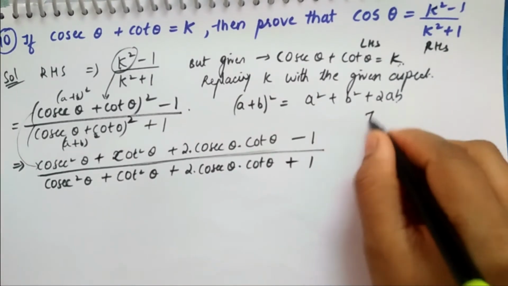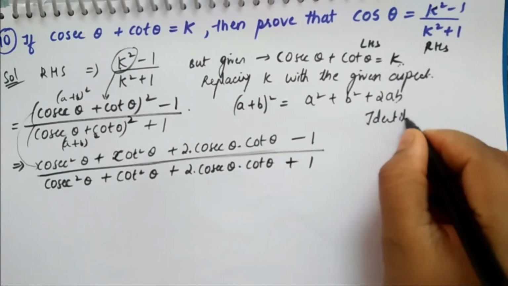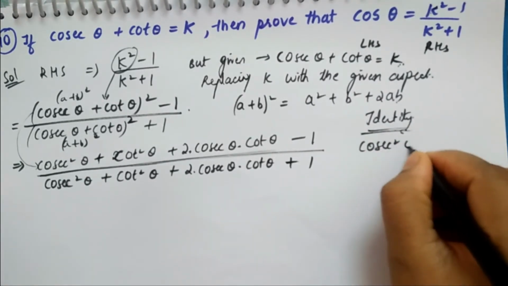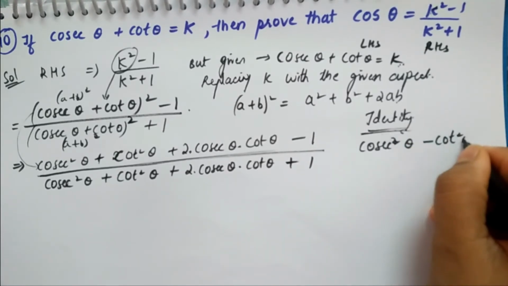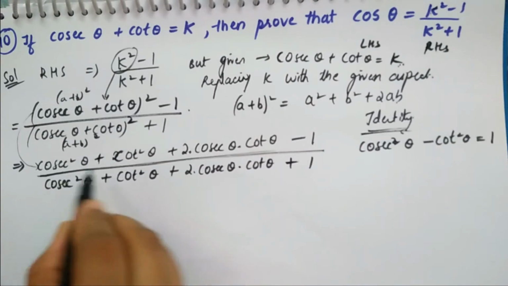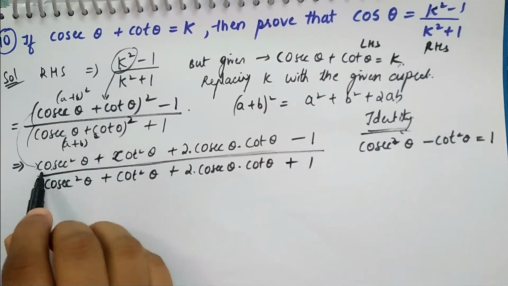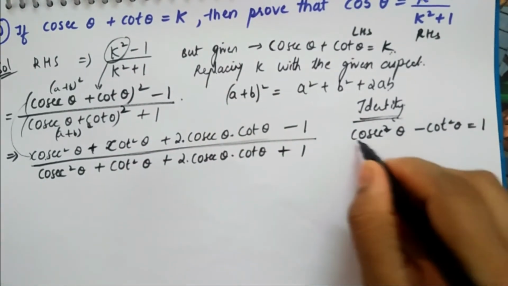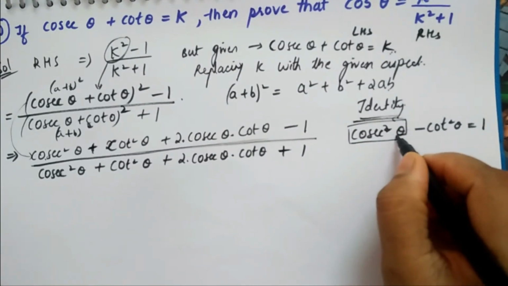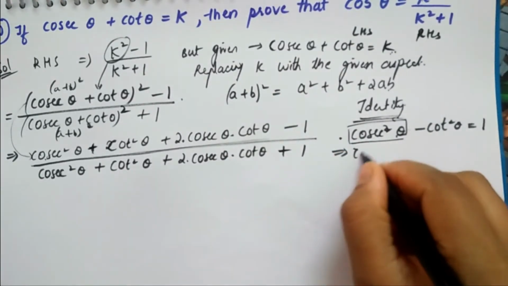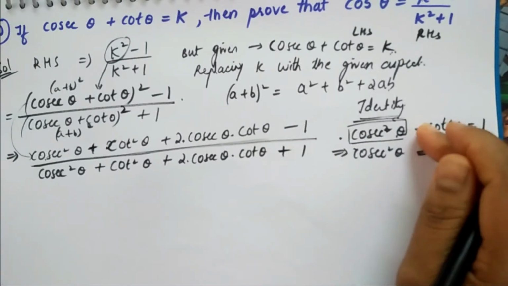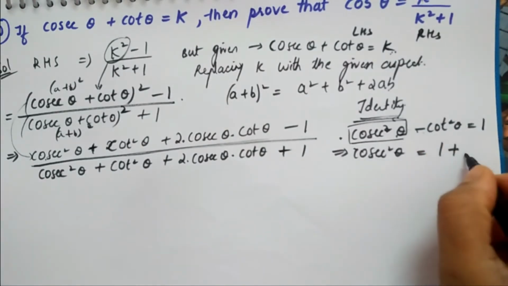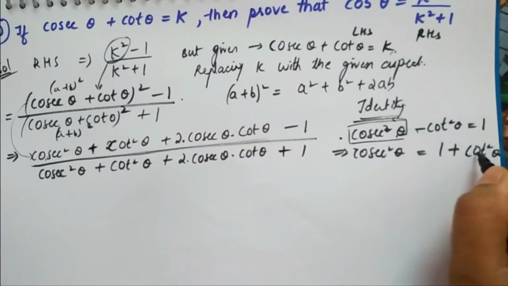See, I'm writing the identity here. What is the identity of cosecant and cot? Cosecant square theta minus cot square theta is equal to 1. If this had been a minus, the answer would have been easier, but it's not minus yet, it's plus. So what we are doing is replacing the cosecant square theta value. What will cosecant square theta be? 1 plus cot square theta, as the minus goes to the other side and becomes plus.